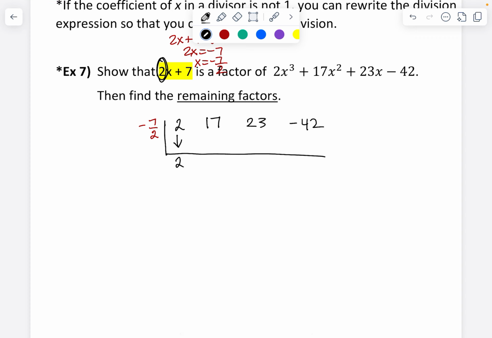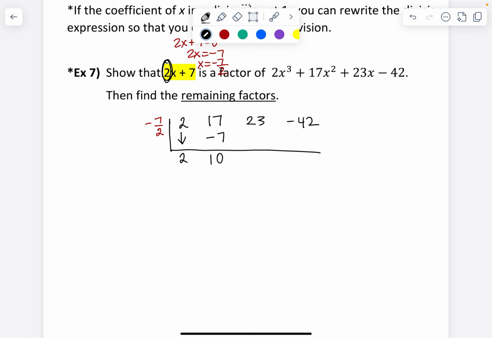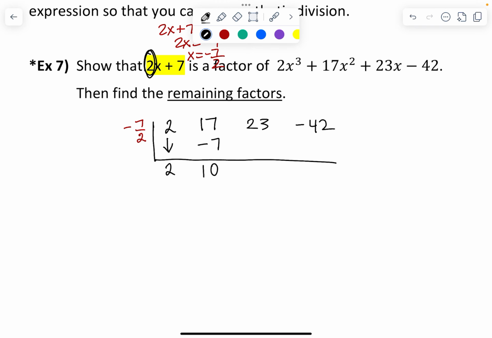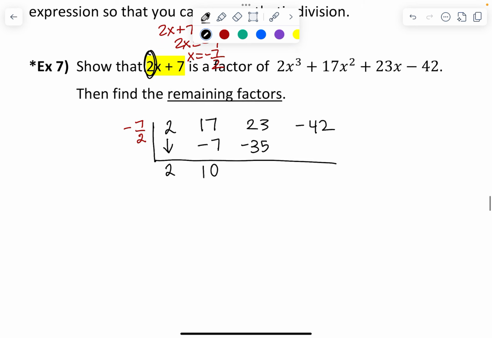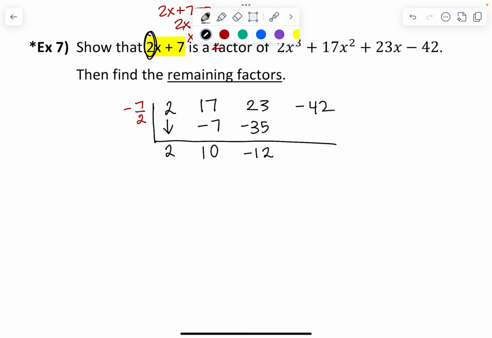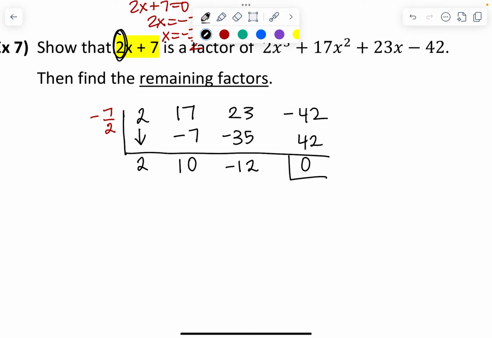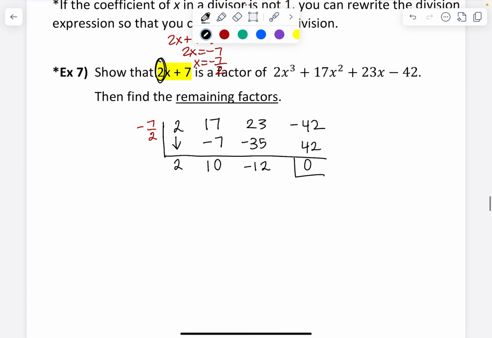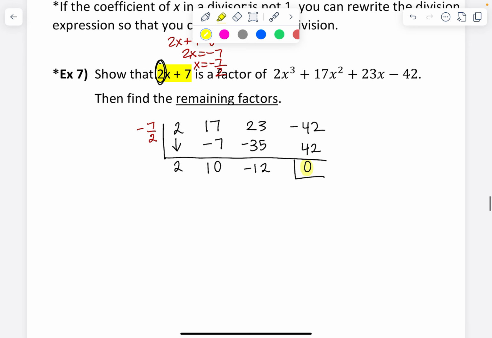So you bring down your 2. 2 times negative 7 halves is negative 7. Add, and you get 10. 10 times negative 7 halves is negative 35. Add, and you get negative 12. Negative 12 times negative 7 halves is positive 42. Add, and you get 0. And so 2x plus 7 is a factor, and so we should have gotten 0 as a remainder.